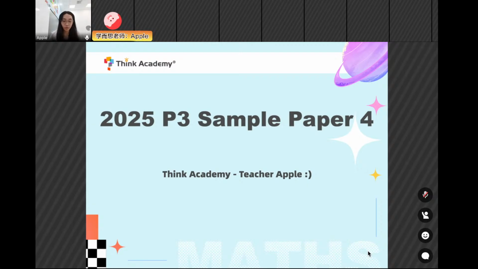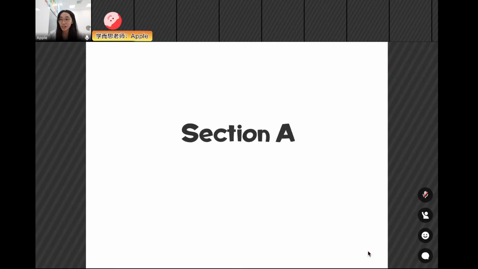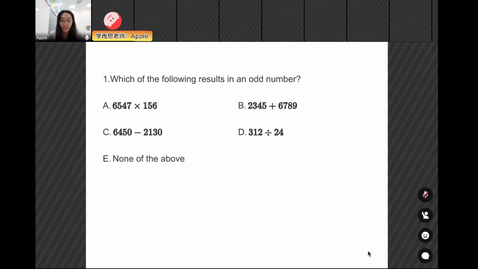Today we are going to go through the fourth sample paper of TASMO. Let's start from the first question in section A about odd and even numbers. Which of the following results in an odd number? For the odd number, you need to know some rules, like how can we get an even number, how can we get an odd number?